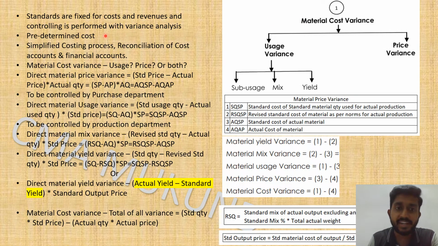So these are all predetermined costs. Your actual cost is going to happen, but before that, we have a predetermined standard cost. That's why it is called a predetermined cost. It's a simplified costing process.